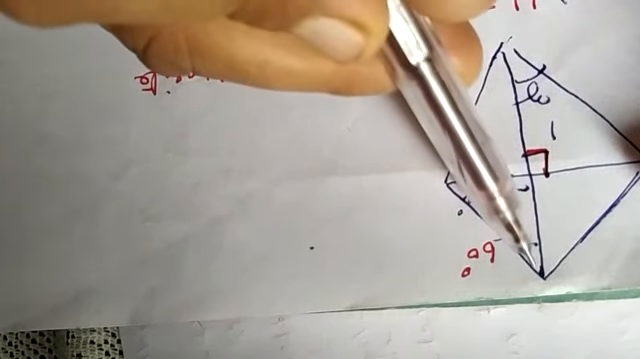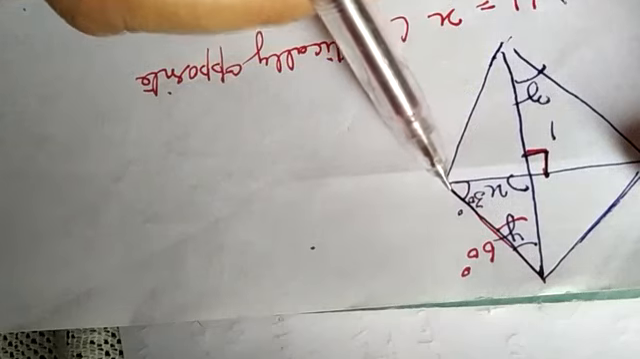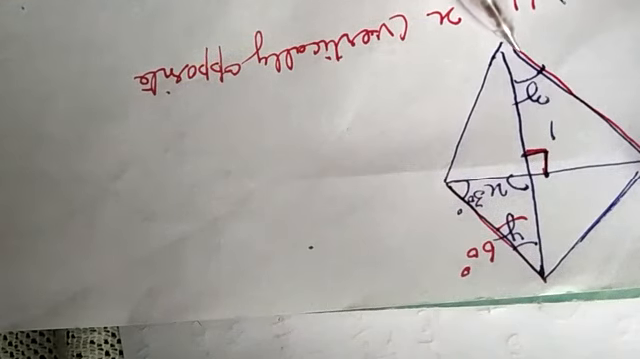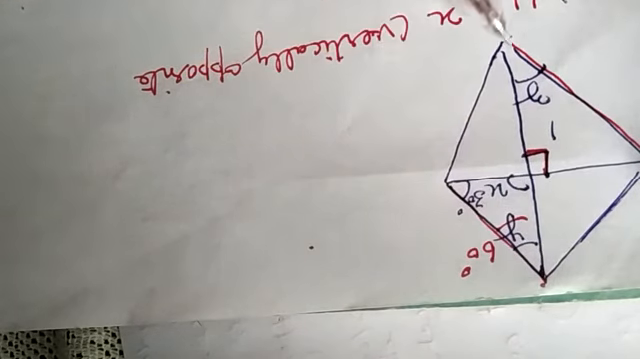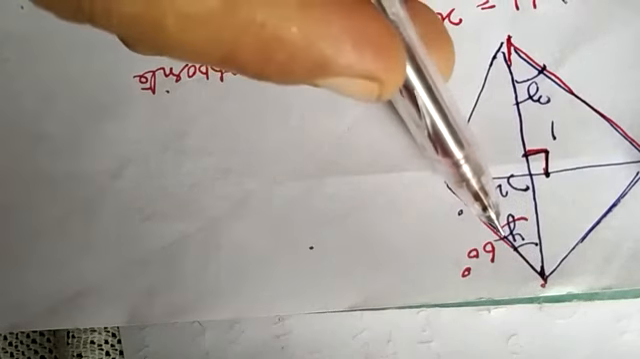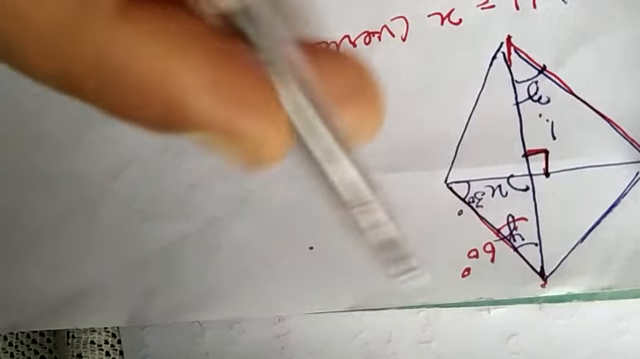Now look here. This is a parallel line. This is a parallel line. This is a parallel line, and this is a transversal. Transversal is cutting. So angle y and angle z will be again equal. Why? These are alternate angles. Angle y and z are alternate angles.